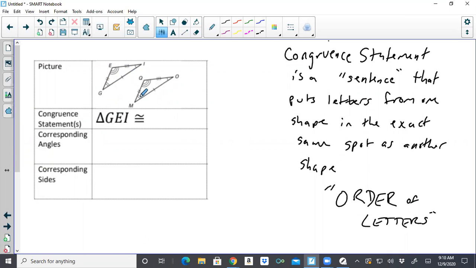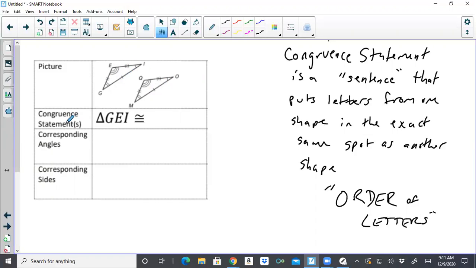G is the same as M because there's 2 lines for each. E is the same as Q because there's 3 lines for each. And I is the same as O because there's 1 line for each. I can see EI is the same as QO. I can see that GE is the same as MQ. And I can see that GI is the same as MO. That's based on how many tick marks I see and everything.